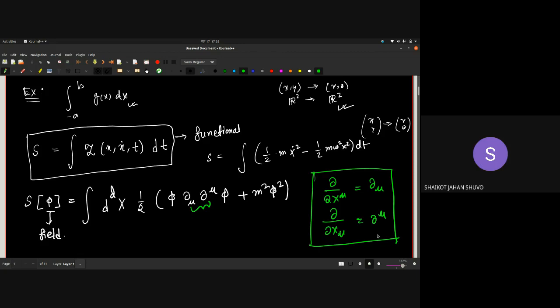Yeah, this is a confusing notation. Like the down goes up and up goes down. Yeah, the mnemonic is confusing.